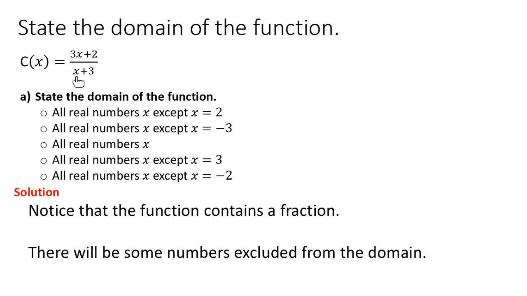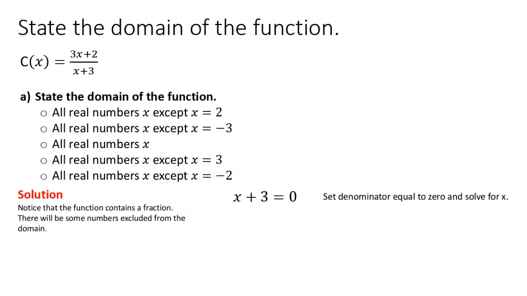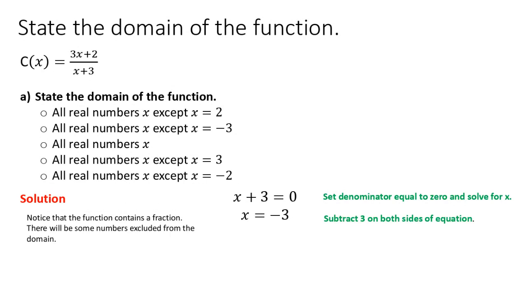So just by looking at it, you can figure out what it is, or you can set the denominator equal to 0. So I have x plus 3 is equal to 0. I'm going to subtract 3 on both sides, and I get x equals negative 3. Okay, so my domain is going to be everything except for negative 3. And so here that would be which answer choice?